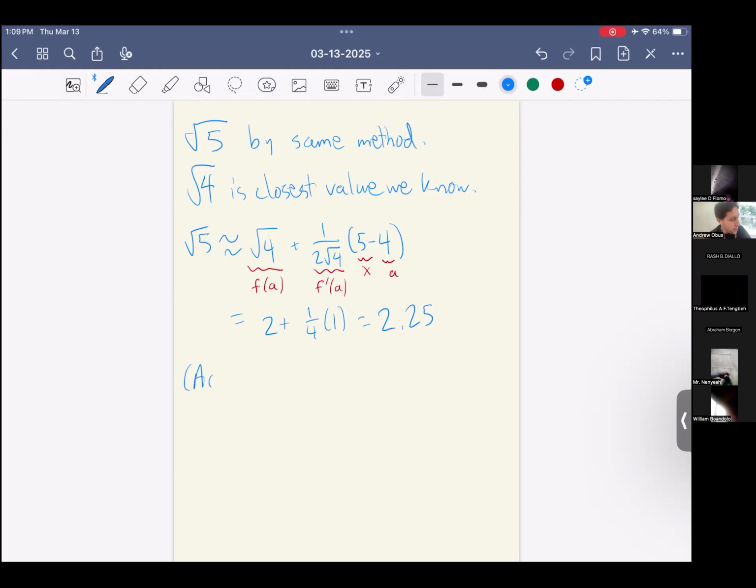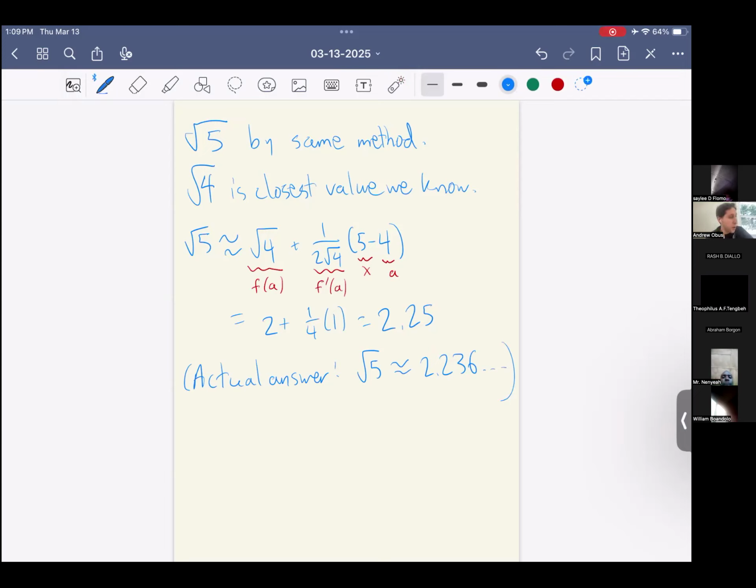And the actual answer is pretty close. It's not quite as close, but it's still pretty close. The actual answer is square root of 5 is about 2.236, and so on. So it's not quite as good as for 101, but it's still pretty good. You're getting a decimal place at least, and your second decimal place is not off by that much. It's 2.25 versus 2.24. So you get a pretty good approximation here.